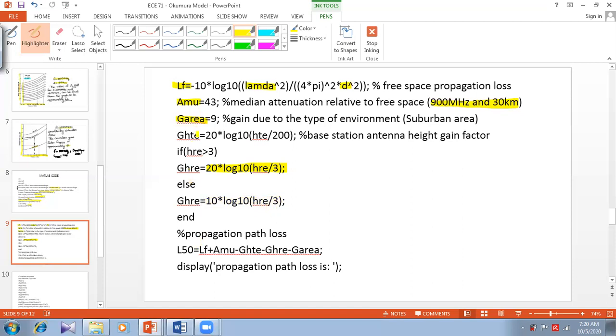So now we have found all the requisites to find the path loss using the Okumura model. We have the value of LF. We found the value for AMU using the curve, from the data the user gave us using the frequency and the distance of separation, and found it to be 43. Similarly, we found the value for GHTE and GHRE, and G area was given by the user. So all the data required for calculating the path loss using the Okumura model is known to us. Using this relation, we can compute the value, and now we have computed the propagation loss using the Okumura model.